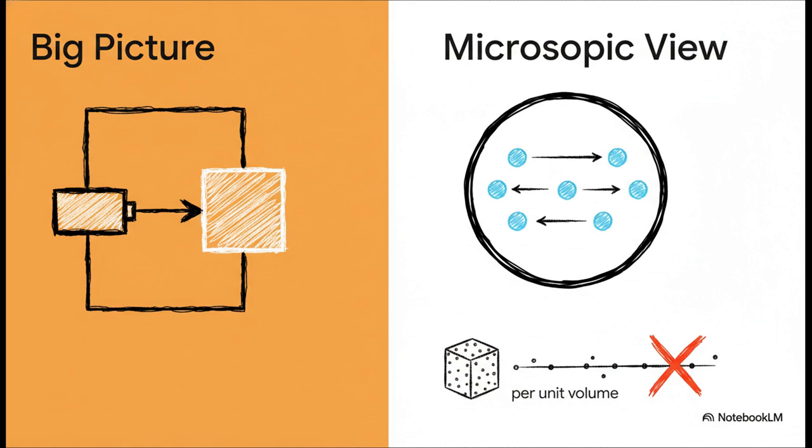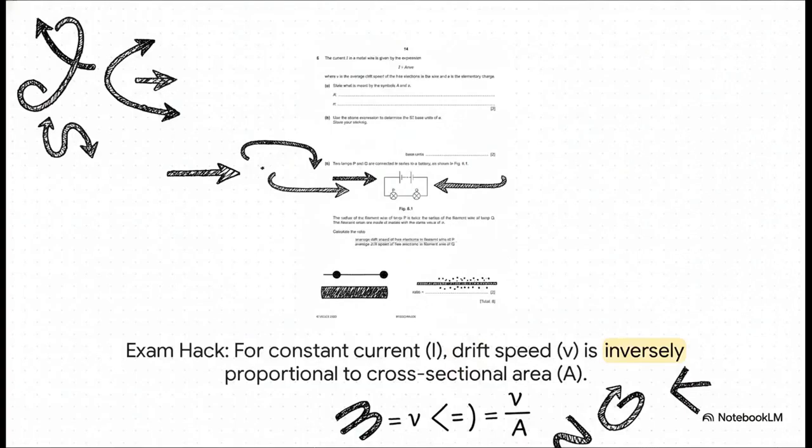Pay really close attention to that letter n. It stands for number density, the number of charge carriers per unit volume, which is a constant for a material like copper. It is not the total number of electrons in the wire. I'm telling you, confusing those two is one of the easiest ways to drop a mark. And here's a perfect example of how they test this idea.